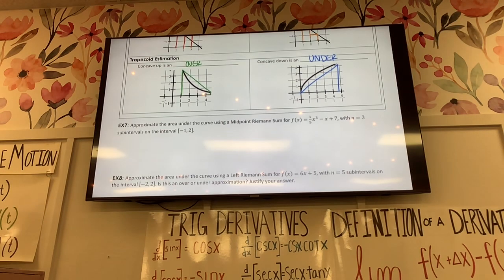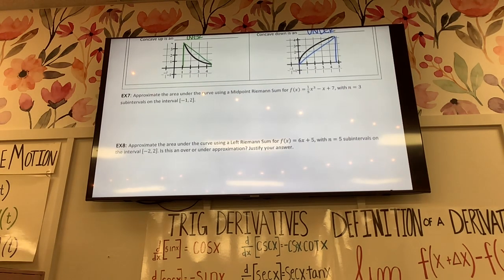All right, I'm going to make some edits here to these next 2 questions. I want to turn this into a trapezoid Riemann sum, and I'm also changing the function to be a little bit easier. I want to change it to negative x cubed minus x plus 11.